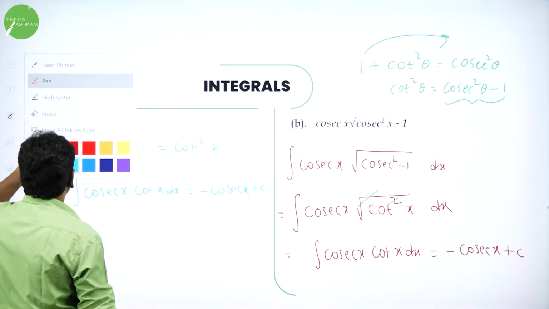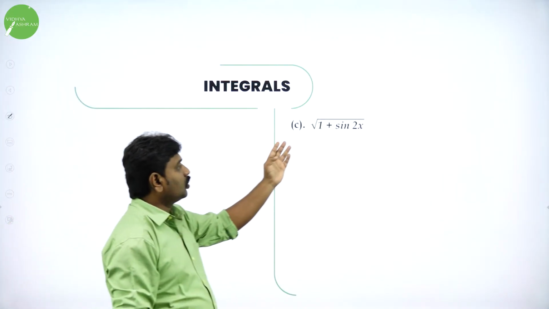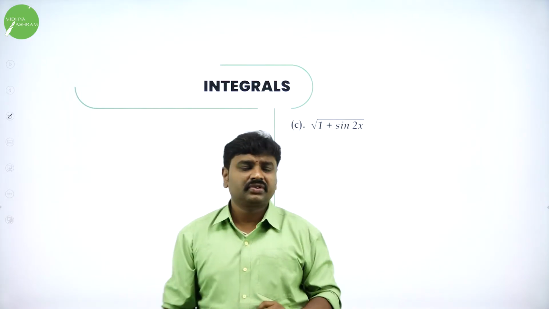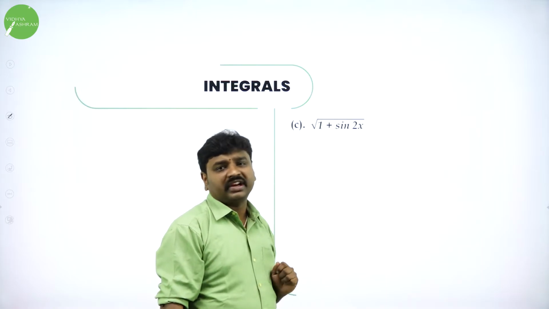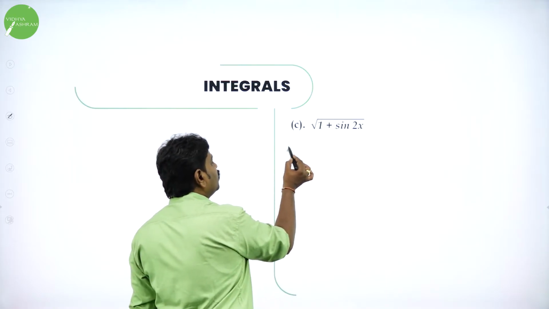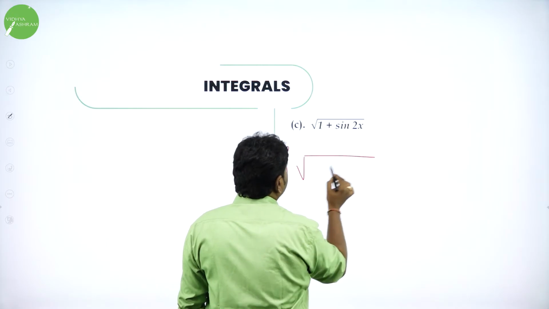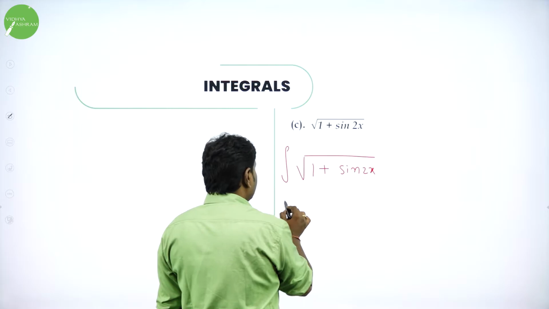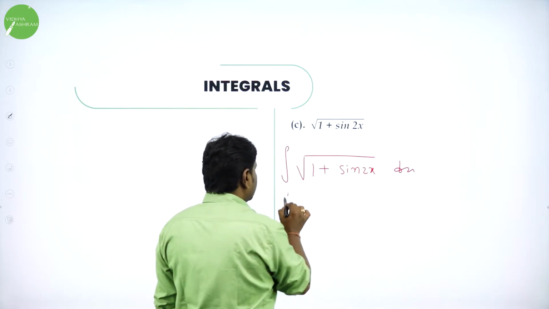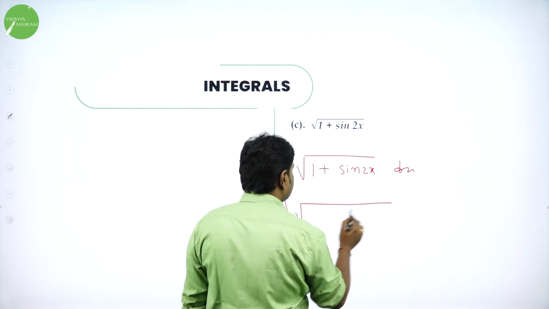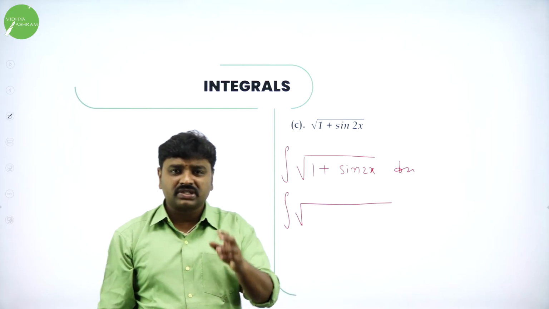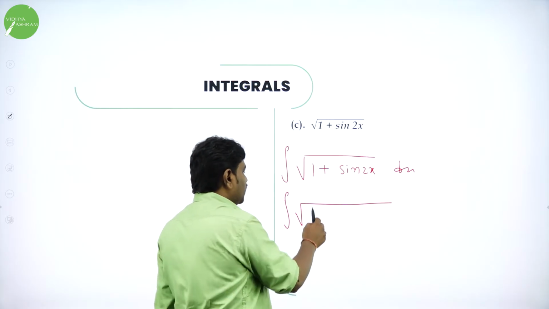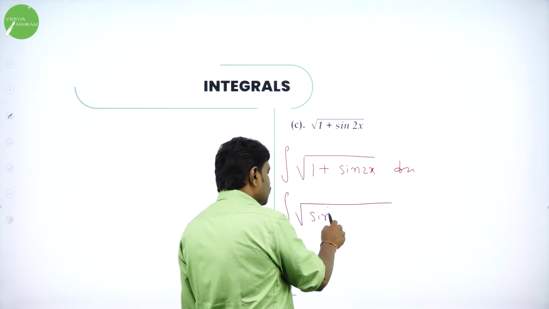Next, root of 1 plus sine 2x. Very good question. Here we don't have a chain rule like differentiation. Again, to integrate we use multiple angles. So if you want to integrate this problem, you should know multiple angles. You know that 1 can be written as sine square x plus cos square x. Sine square theta plus cos square theta is 1, you learnt, but here it is in the form of x. So instead of 1 I'll write sine square x plus cos square x.